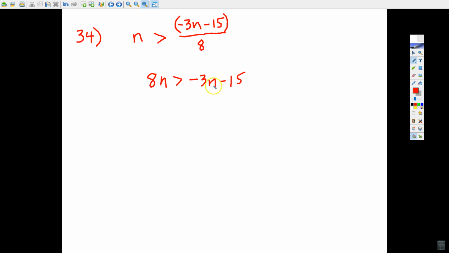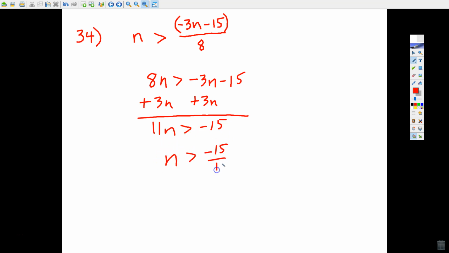And now I've got to get my n terms on the same side, so I'm going to kill the little one. The little one is negative 3, and so I can do plus 3n on both sides. Alright, so far so good. And now I'm going to solve for n by dividing by 11 on both sides. And so we get our answer as negative 15 elevenths. All the numbers that are greater than negative 15 elevenths will make this inequality statement true. That's really what we're saying.